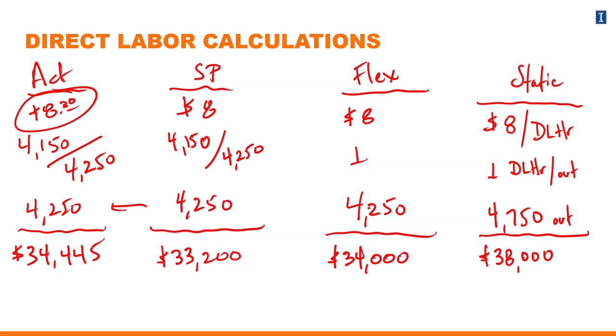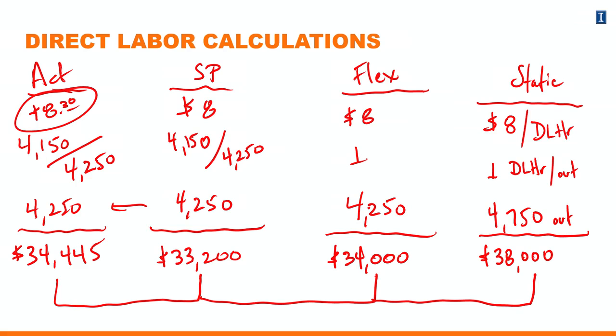So, calculating our variances, our actual comparison to the standard price comparison, that yields our spending variance for direct labor in this case. That difference is 1,245. The difference between the standard price column and the flexible column is referred to as the efficiency variance for direct labor, and that difference is 800. And the difference between the flexible budget and the static budget is 4,000.